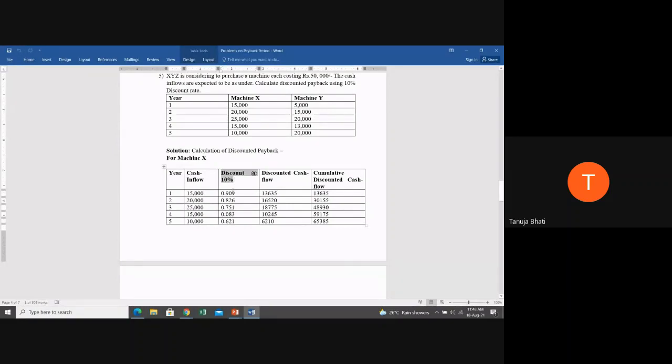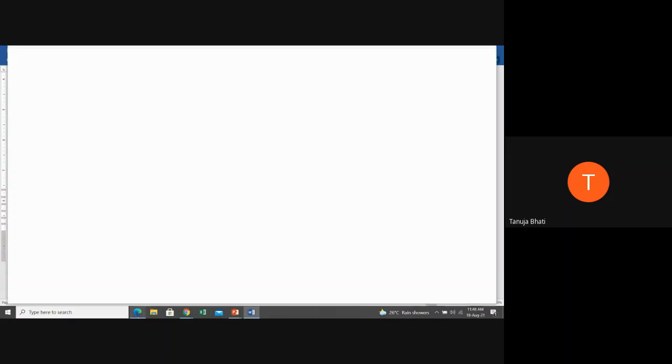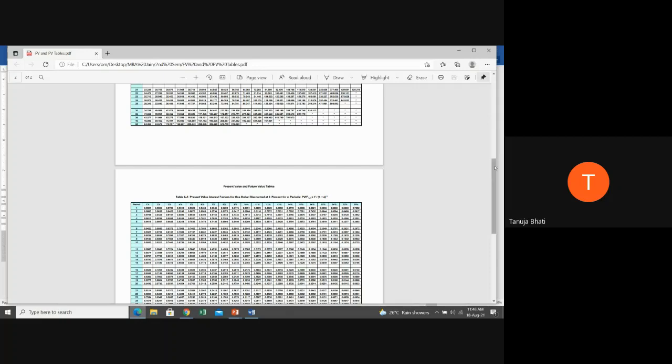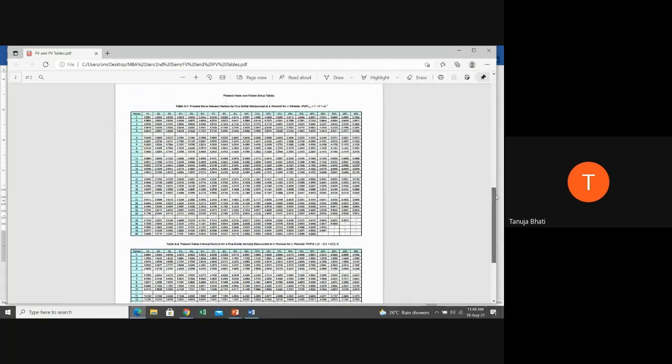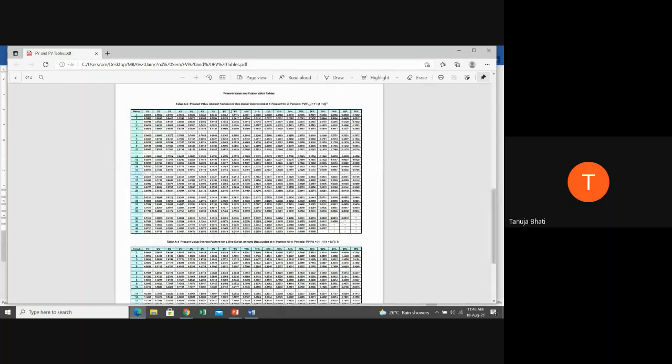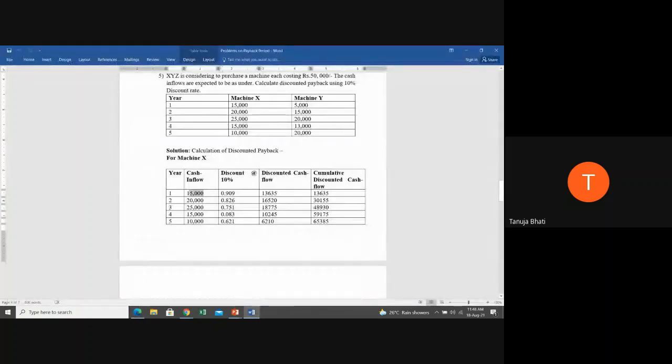How did I find out this 0.909 and 0.826? So I have used the tables. So let us go to the tables. These are the tables, students. So table number 3 I am going to use, okay, because we are finding out the present value of a single cash flow. That is single cash flow for the year 1, year 2 separately, year 3 separately, 4 and 5. We are not finding out cumulative or annuity, correct? If it is annuity, we will use table number 4. So table number 3 at the rate of 10%.